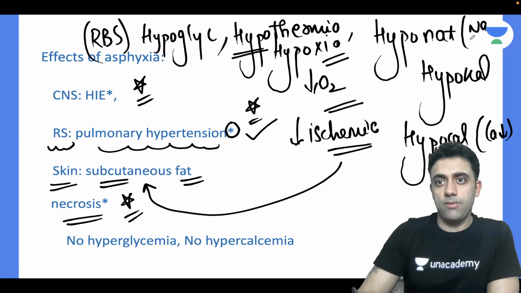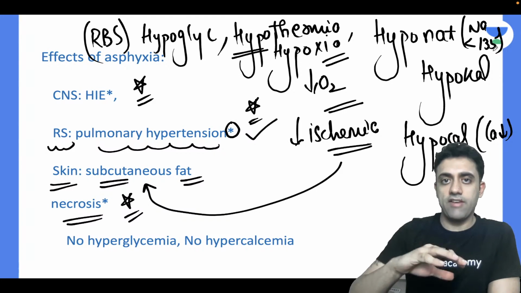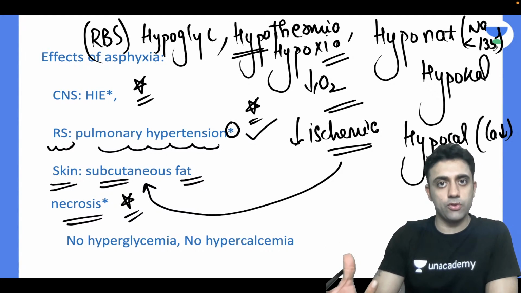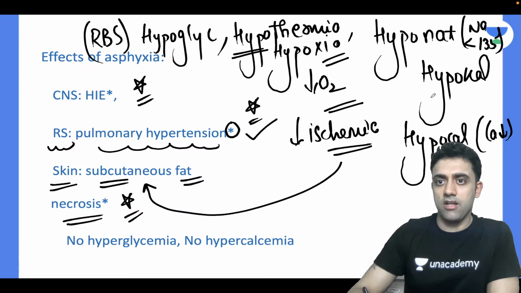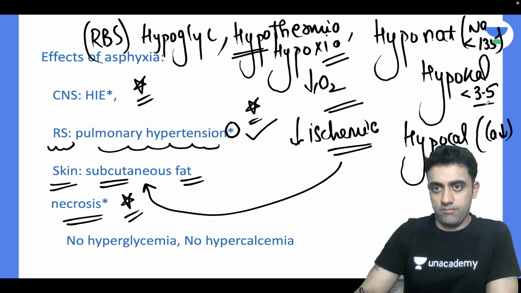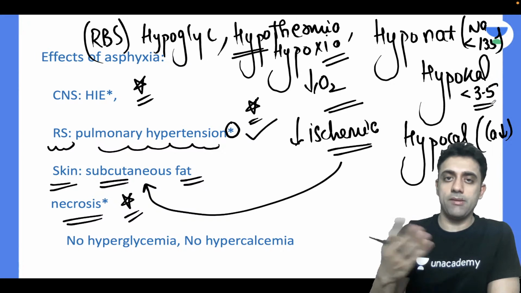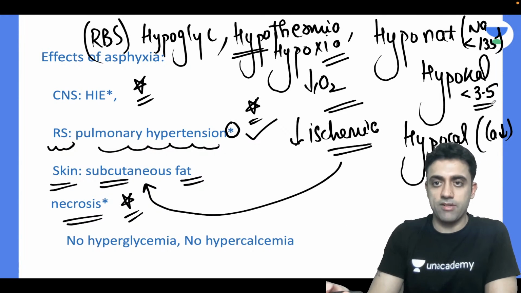Baby's sodium will be less than 135, as 135 to 150 milliequivalents per liter is normal sodium, right? There will be hyponatremia, and potassium less than 3.5. Hypokalemia, as normal potassium is 3.5 to 5 milliequivalents per liter.